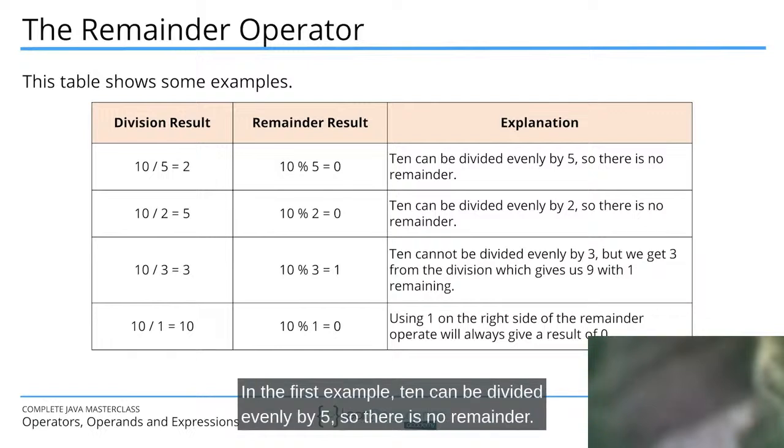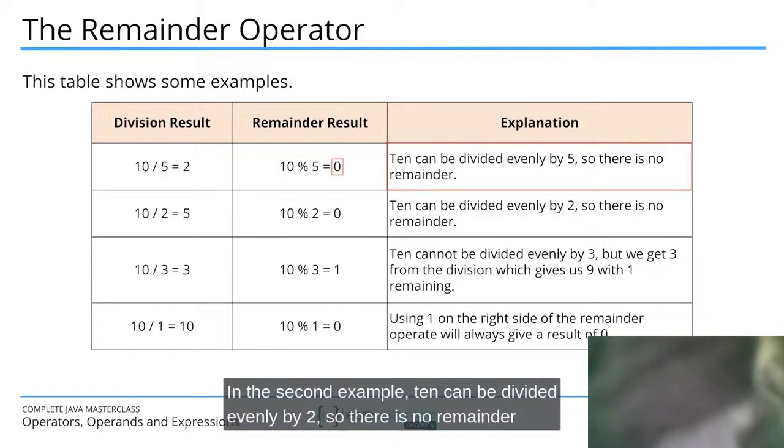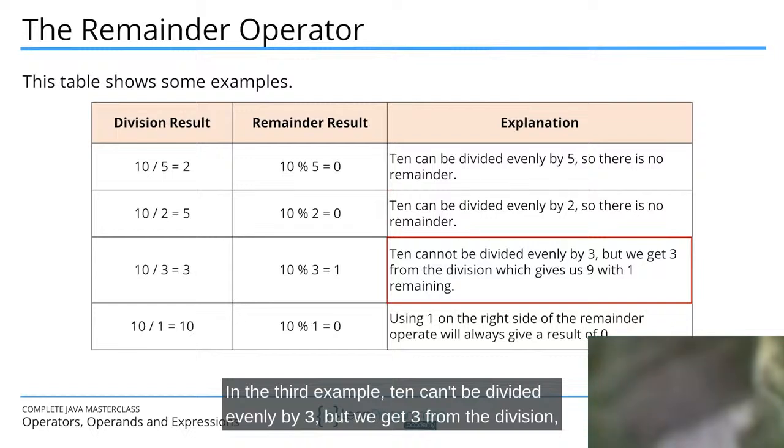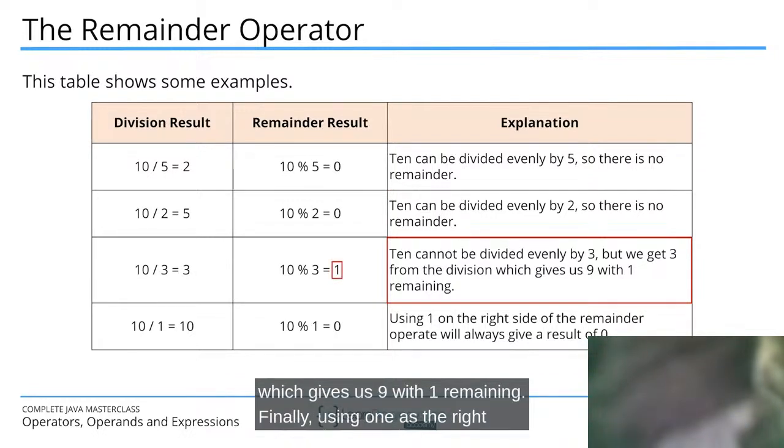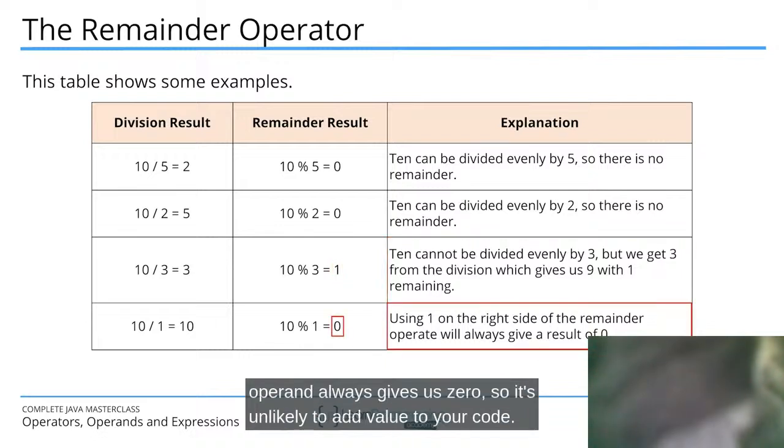In the first example, 10 can be divided evenly by 5, so there is no remainder. In the second example, 10 can be divided evenly by 2, so there is no remainder. In the third example, 10 can't be divided evenly by 3, but we get 3 from the division, which gives us 9 with 1 remaining. Finally, using 1 as the right operand always gives us 0, so it's unlikely to add value to your code.